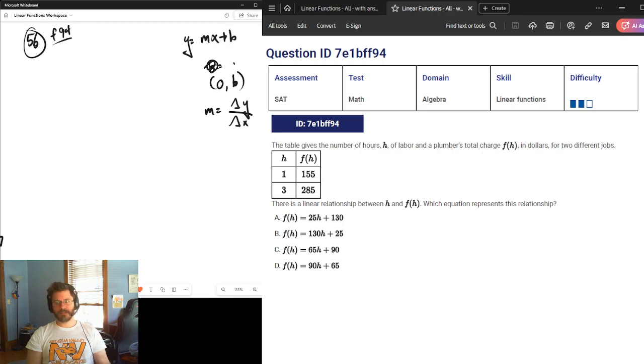Yep, no shifting. So change in y, 285 minus 155, divided by 3 minus 1, is equal to 130 divided by 2, which is, I believe, 65. So that will give us the answer C.